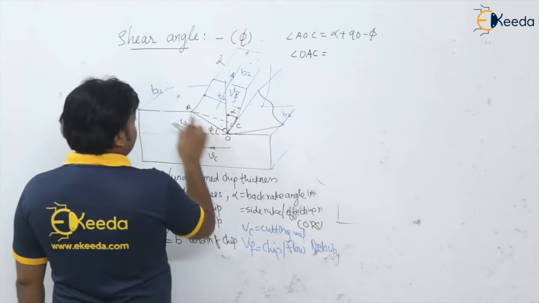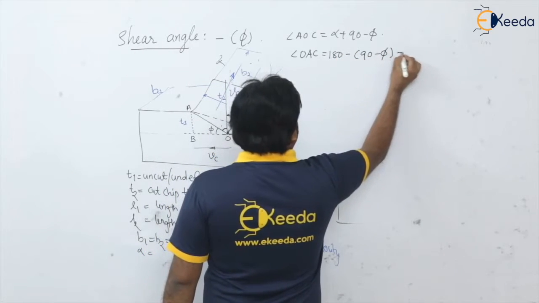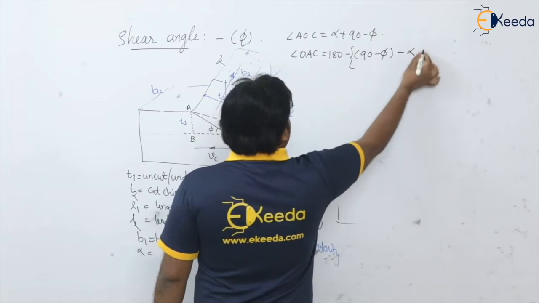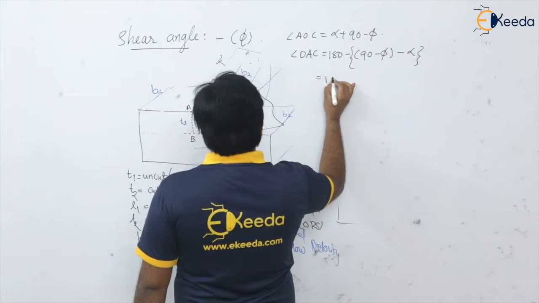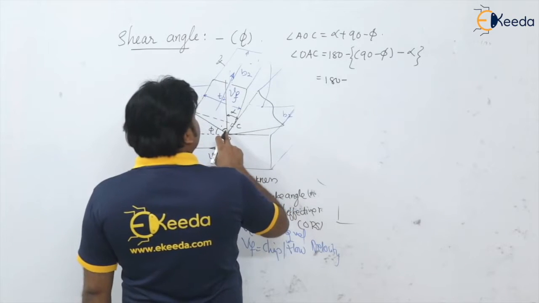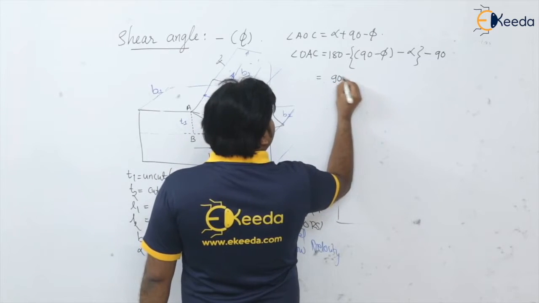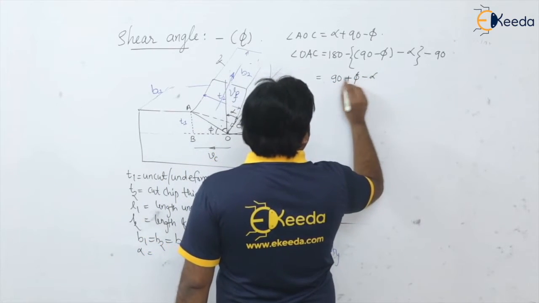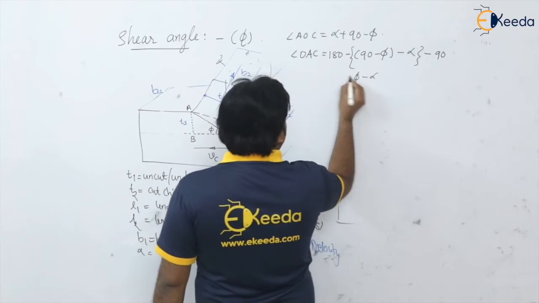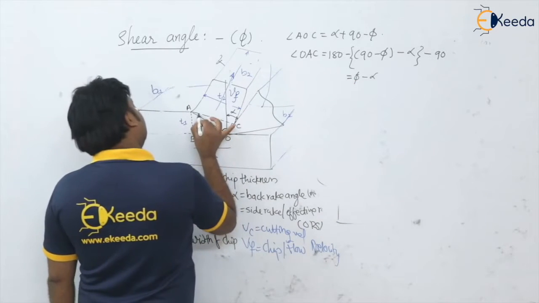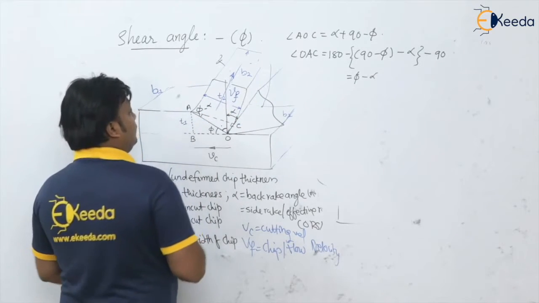What will the angle OAC be? This is 180 minus 90 minus 5 minus this alpha, isn't it? So this is 180 minus again this minus 90, isn't it? So it will be 90 plus 5 minus alpha, minus 90, so it becomes only 5 minus alpha. Okay, so this angle OAC becomes 5 minus alpha.